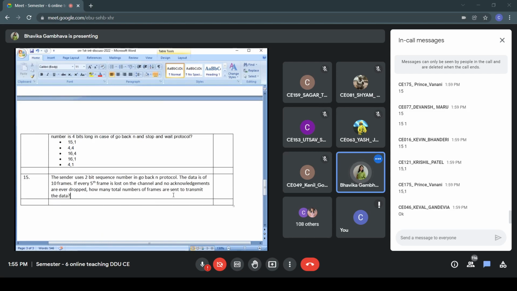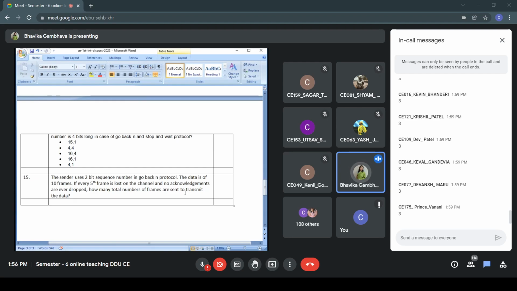Now this one, I want all of you to attempt. And then of course I'll verify that as well. But I want all of you to do it, and please try to do it in 2 minutes. Please remember that when I say 2-bit sequence number is there in Go-Back-N protocol, then how many frames are we keeping outstanding? 3. Yes, nice. So maximum 3 frames will be outstanding.